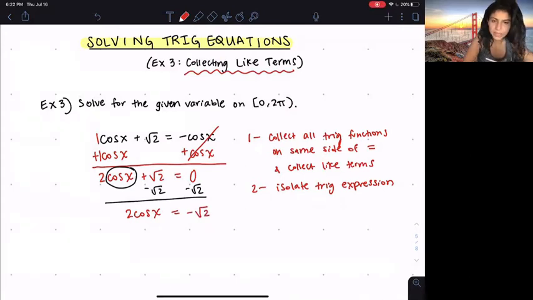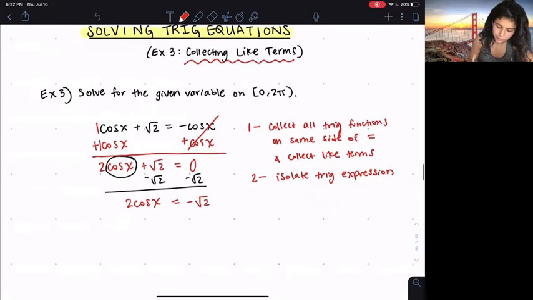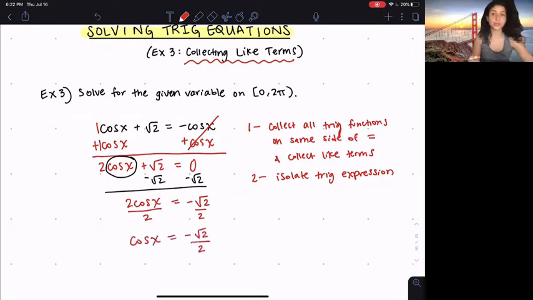We're not completely isolated yet. We still have to divide both sides by 2. And now we finally have this in a format we can work with. We have cosine x equals negative root 2 over 2. So now that we've isolated our trig expression, we need to figure out in which quadrant or quadrants on the unit circle cosine is negative root 2 over 2.